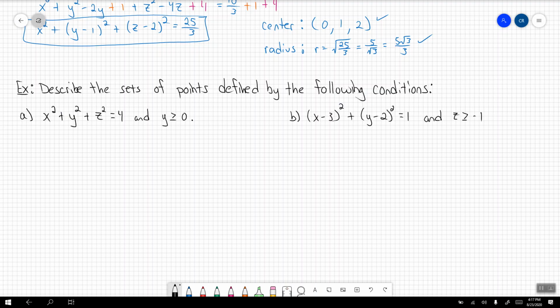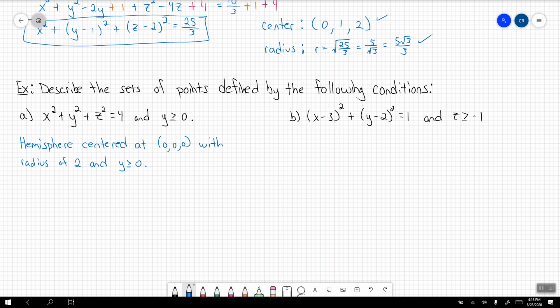So follow me along. Here we are. Let's go ahead and write this out. Part A, we had a hemisphere centered at 0, 0, 0 with radius of 2 and y is greater than 0. Awesome. So there's my description for the first part.